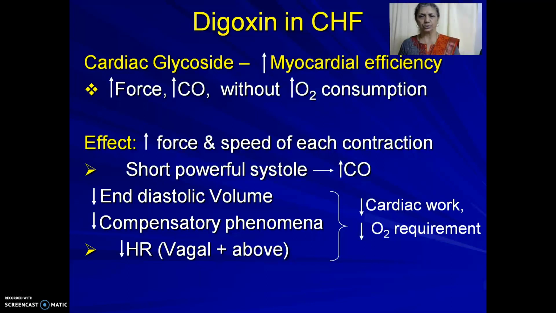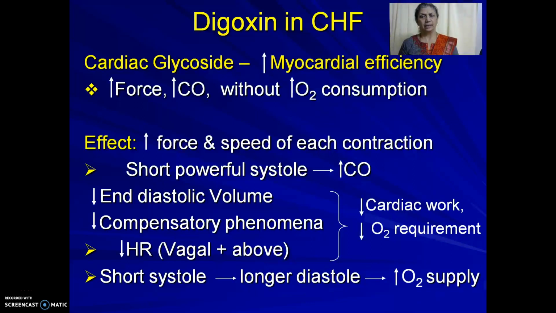What if the heart rate is reduced? If heart rate is reduced, each cardiac cycle gets more time. So a prolonged cardiac cycle with narrowed systole gives a significant increase in diastolic period and perfusion period. And therefore, there is significantly increased oxygen supply to the myocardium. So you can see that digoxin increases the force of contraction while reducing the oxygen requirement and improving the oxygen supply to the myocardium. So these are the beneficial effects of digoxin in congestive heart failure.